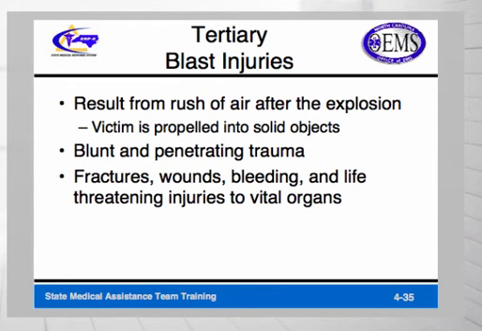Tertiary blast injuries result from the air rush after the explosion, literally blowing people in its path to the ground or against solid objects. These casualties suffer blunt and penetrating trauma from being forcefully thrown into the various structures in the area. Fractures, wounds, bleeding, and life-threatening injuries to vital organs can occur.